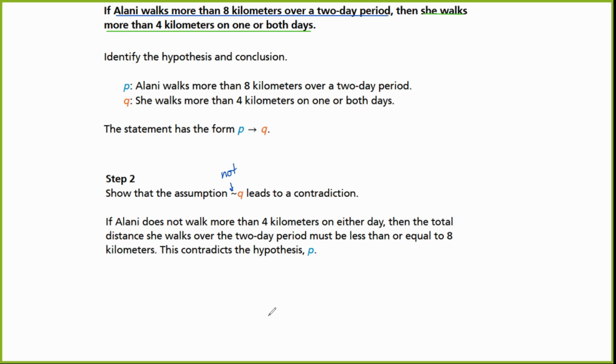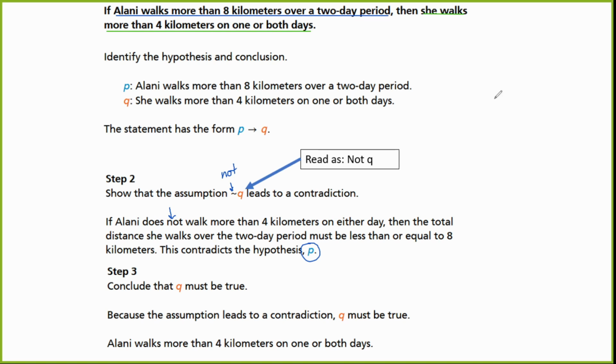So let's look at it and then we'll look at how we have to change it. If Alani does not walk more than 4 kilometers on either day, then the total distance she walks over the 2-day period must be less than or equal to 8 kilometers. And this contradicts our hypothesis. So now let's go back through it and look at it algebraically. So if Alani walks more than 8 kilometers over a 2-day period, so 2 times D, right, 2 days, is greater than 8 kilometers.